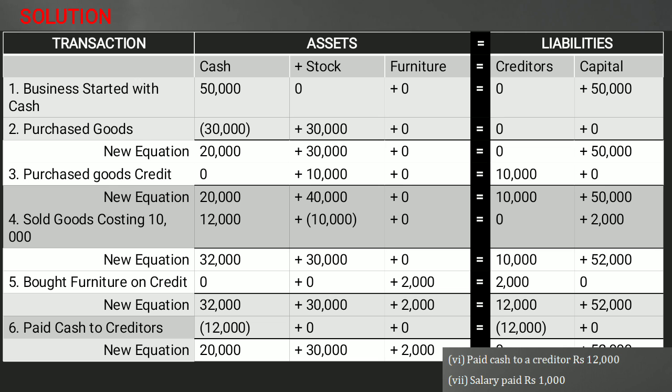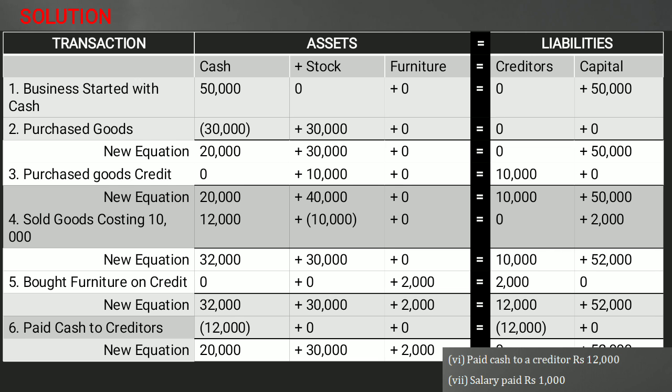So cash paid to creditors, just imagine, sir, what will be the effect of this? Cash is going to decrease in the business. Yes, cash is going to decrease in the business, but along with the decrease in cash, our creditors will also decrease. Whatever amount was there, we have paid it, so now it will decrease.